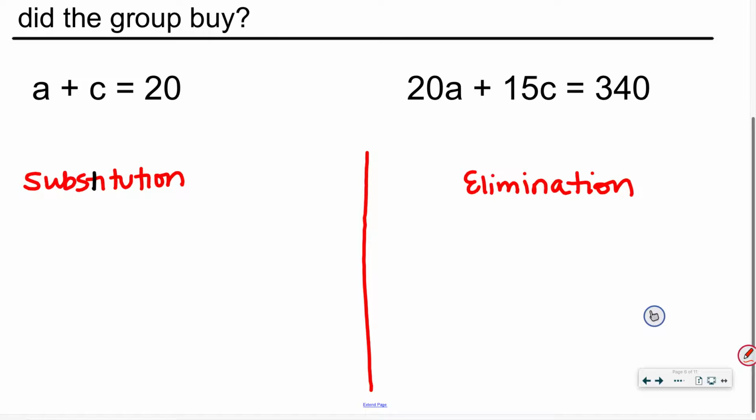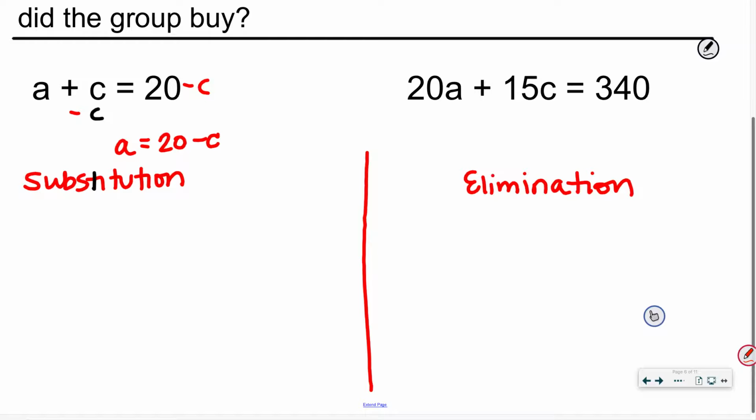Let's start here with substitution. If I'm going to substitute, what variable can I isolate? For those of you who substituted, what variable did you get alone? A. Okay. How can I get A by itself here? Minus C. I can subtract C. Perfect. So this equation can be rewritten. How does this help me?